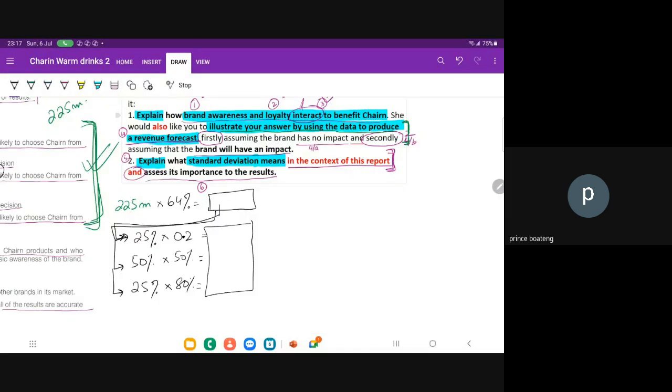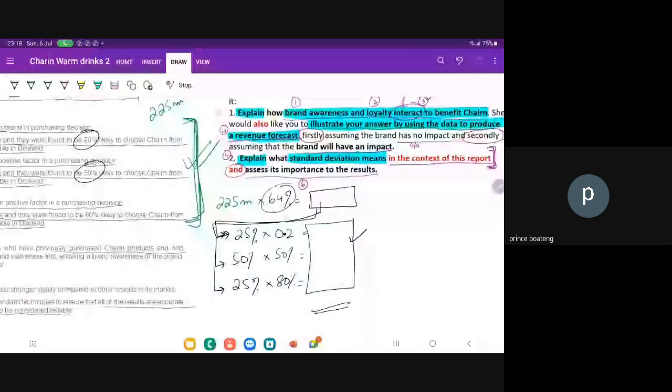This is basically what is meant by illustrate your answer by using the data to produce a forecast revenue. Firstly, by assuming that there is no impact, and secondly, assuming that brand will have an impact. Brand having an impact means that this will be the expected revenue. Now do the calculation at home, but this is basically how we can calculate. When I gave this question in the mock exam, a few students didn't apply the 64%.